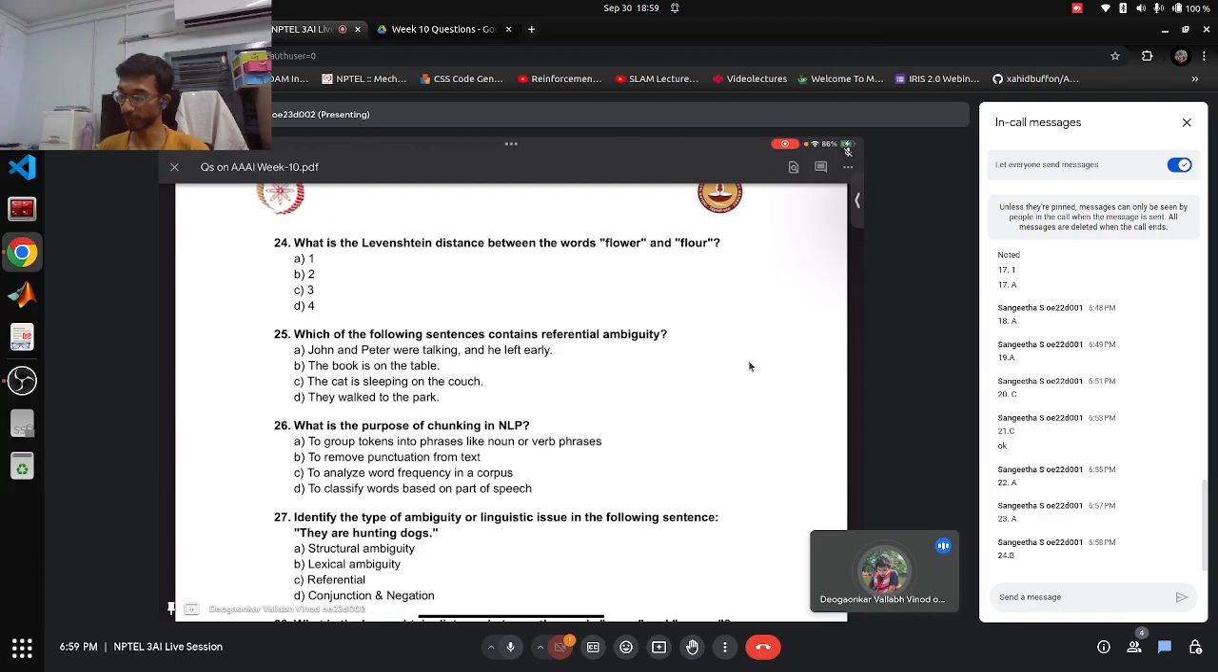So for the 24th, the Levenshtein distance between flower and floor. We need to insert W, and E and U need to be substituted. So it's two operations only.